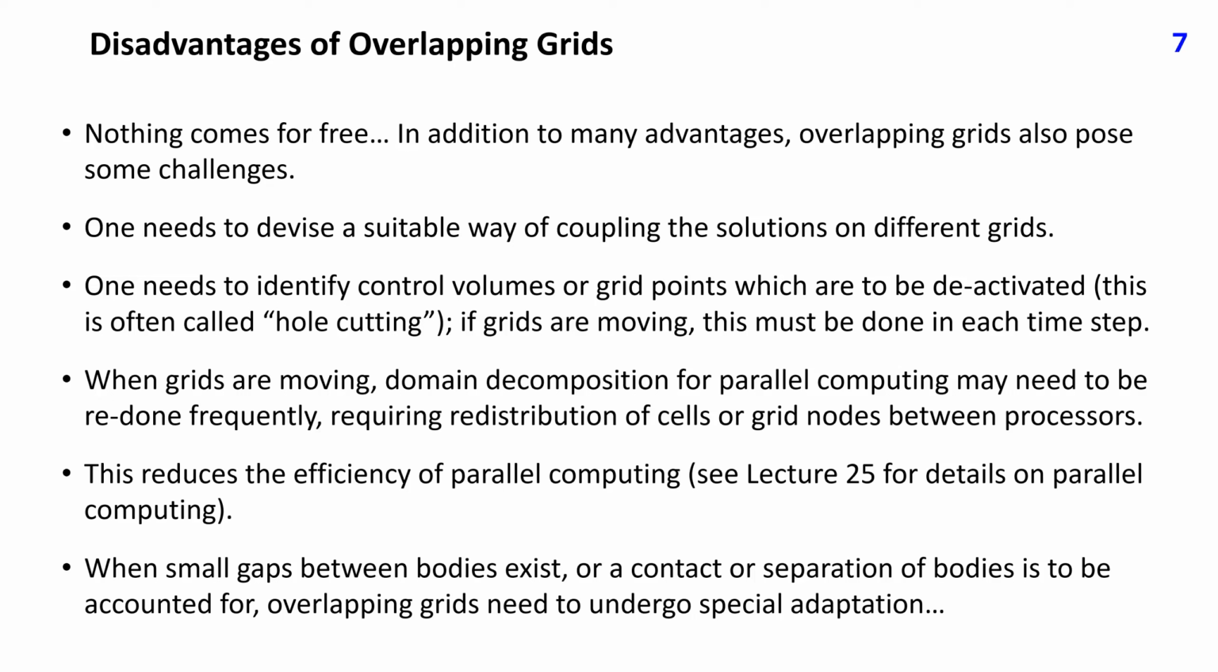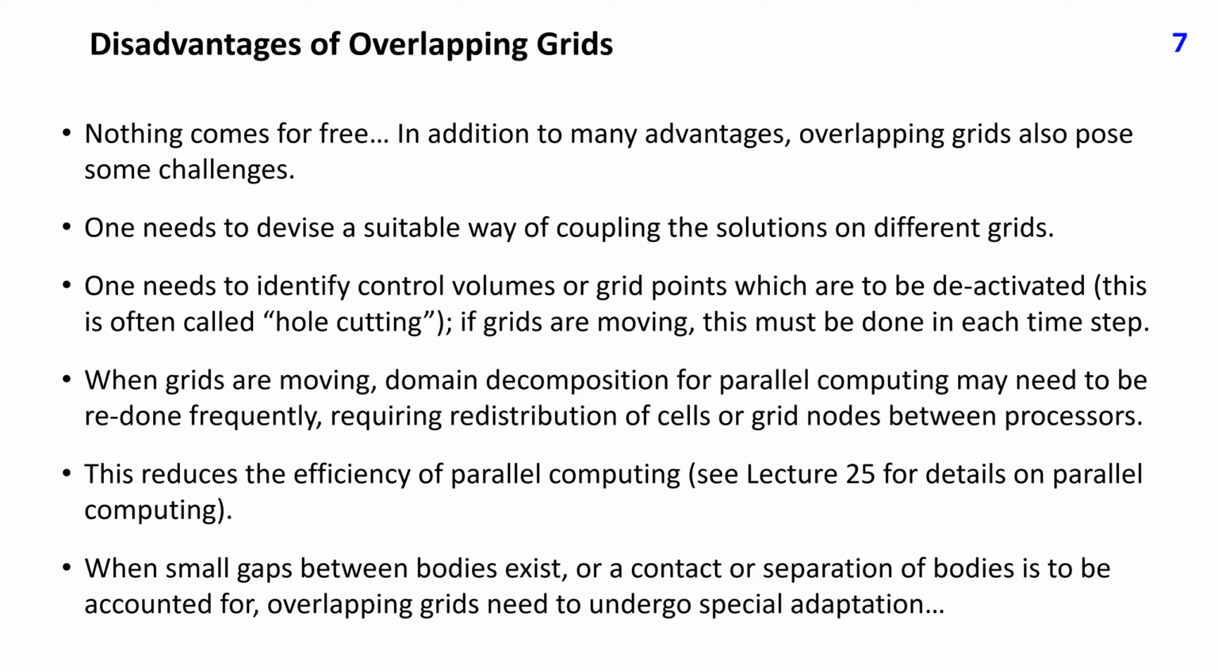However, nothing comes for free. Overlapping grids also pose some challenges on the way to realize all those advantages. Users of commercial software are less affected than those who want to implement this capability into their own CFD code. Firstly, one needs to devise a suitable way of coupling the solutions on different grids. There are many possibilities, differing in the implementation effort, applicability range, robustness, and accuracy.